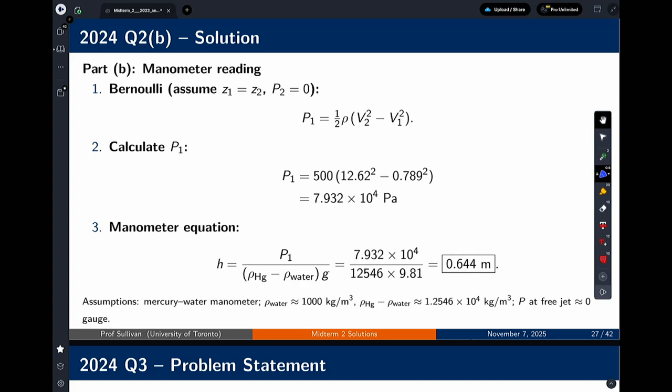Go ahead. For this exam, if it's not given, do we assume the density of water is 1,000 kilograms per meter cubed or 997? We'll give you a number, or we will give you some advice. That may end up being something I have to check.